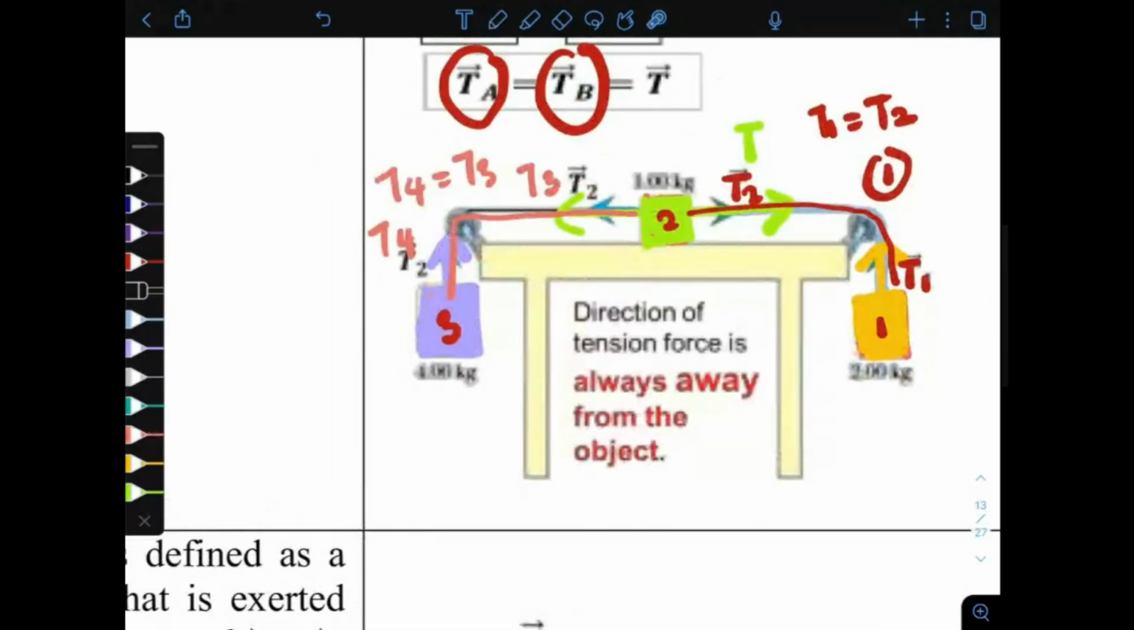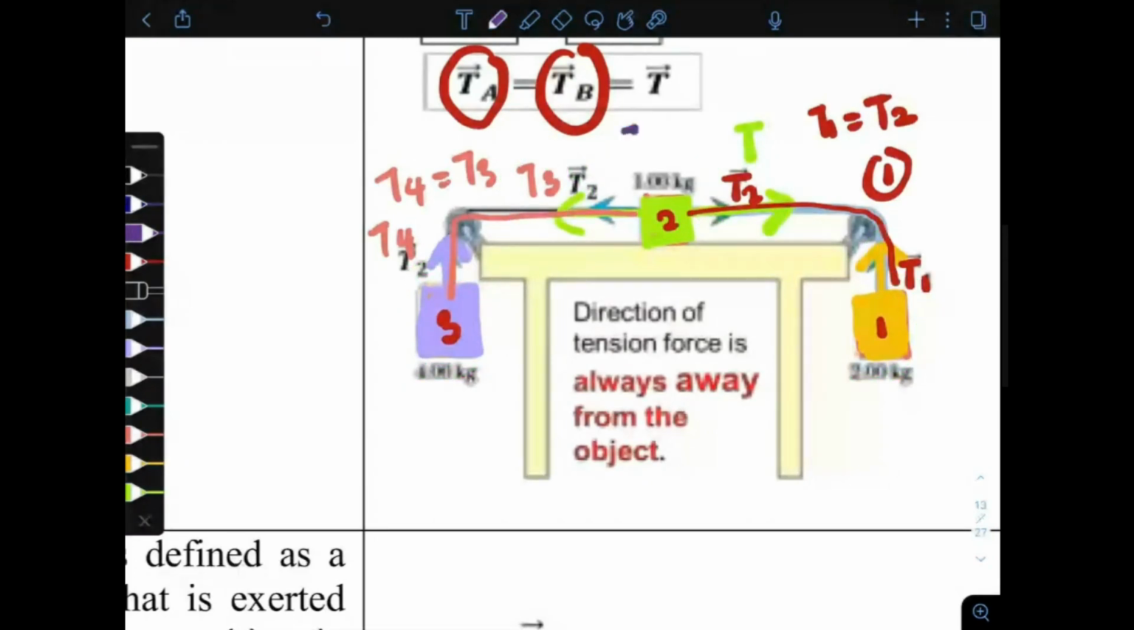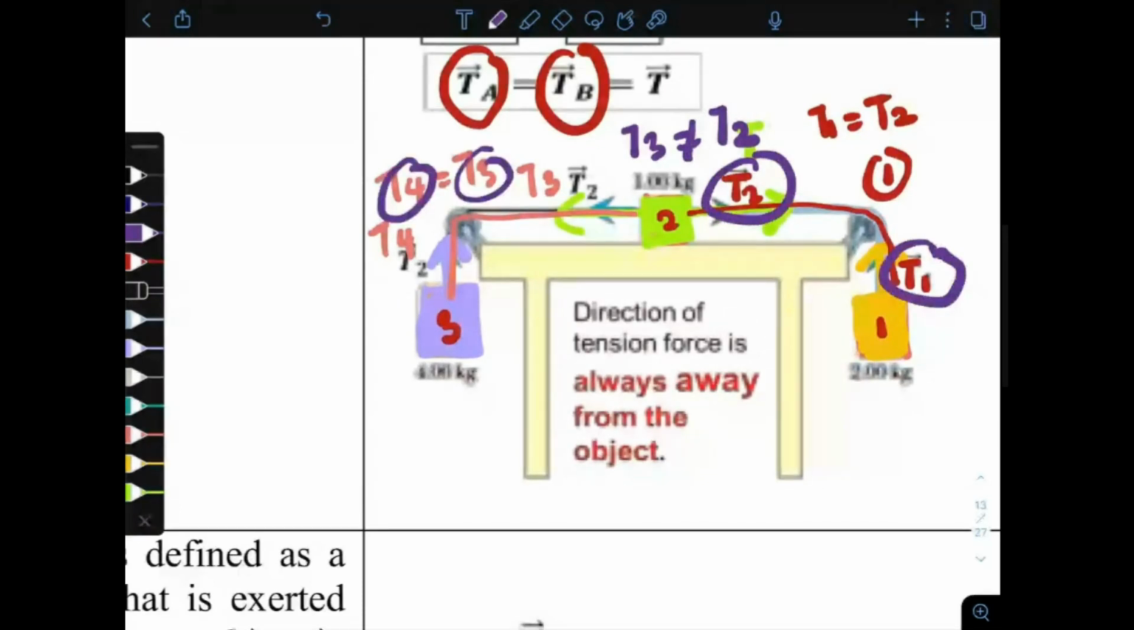However, T2 ini tidak sama dengan T3. Dia tidak semestinya sama. Kita tak tahu. Okay, they are not the same because they are connected across different strings and it depends on how much weight is hanging on this particular left hand right here. So T2 tidak akan sama dengan T3 walaupun dia objek yang sama. T3 tak sama dengan T2. Yang penting T2 dan T1 sama sebab same string. T4 dengan T3 sama sebab same string. You have to remember that.